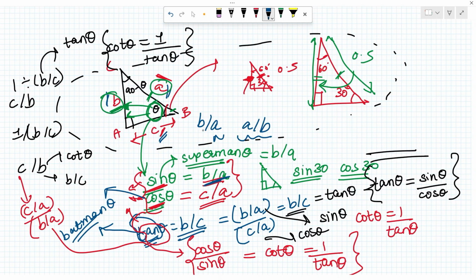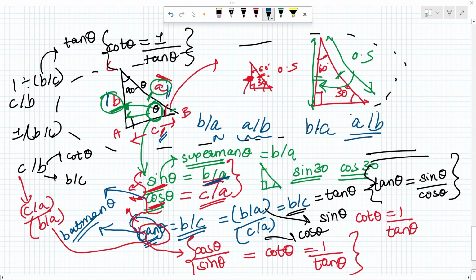I can define more, right? Who told that I should define only b by a? I could have defined a by b, right? So a by b, I just give it a special name. The ratio of hypotenuse divided by opposite side, I'm going to call it cosec theta. That's just a name I'm going to give it. Again, I could have called it anything. I could have called it Hulk theta. Nobody stops me. It's just a name. So I'm going to call it cosec theta.